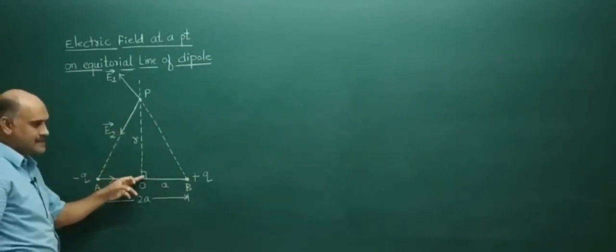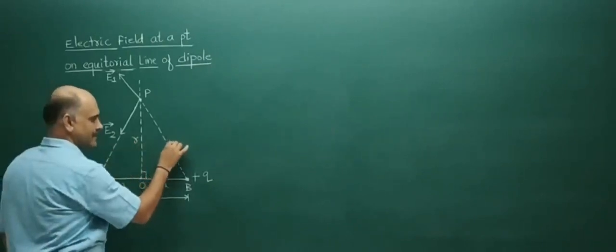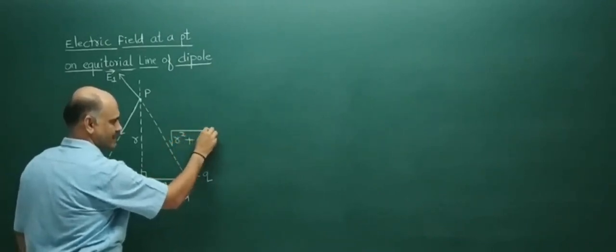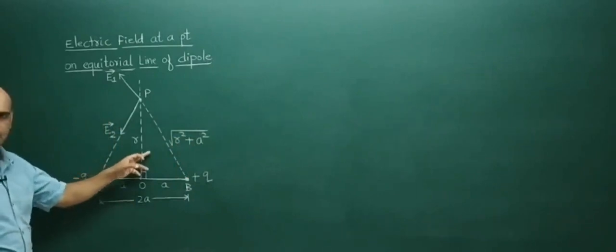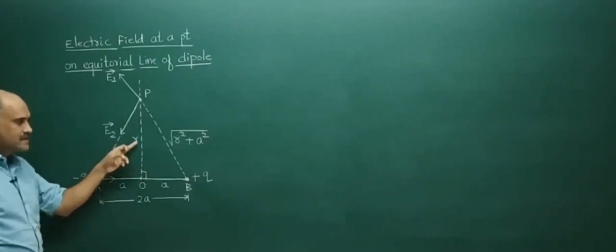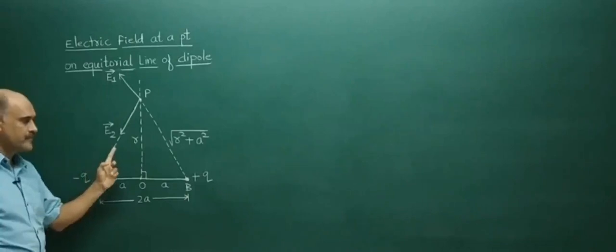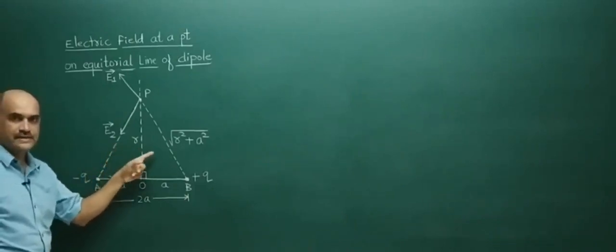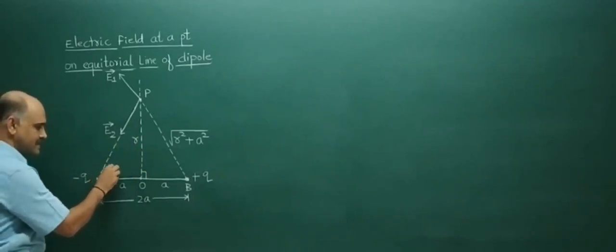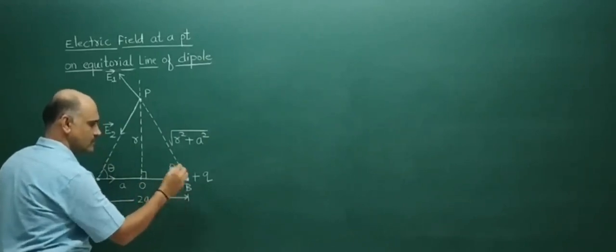Now, as this angle is 90 degrees, by Pythagoras theorem the hypotenuse will be the root of r square plus a square. Similarly, in this triangle, this side is a, this is r, and again the hypotenuse will be the root of r square plus a square. This means these two triangles are similar. I will take this angle as theta. As the triangles are similar, this angle will also be equal to theta.